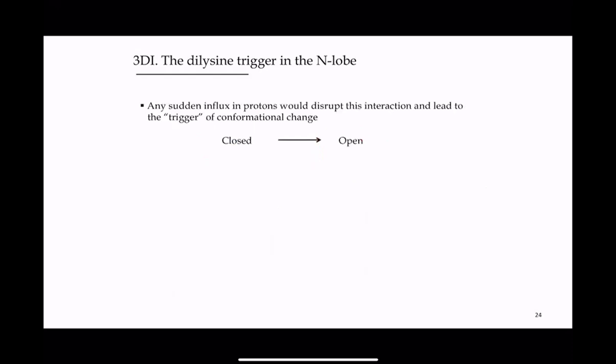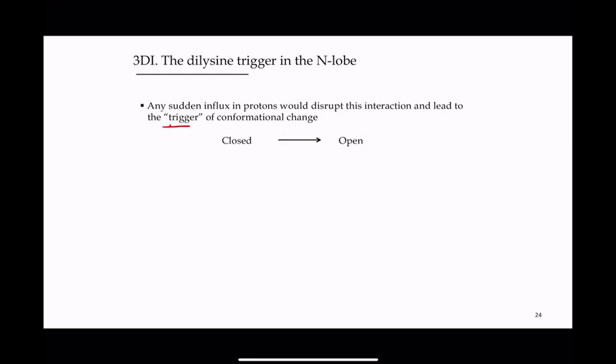Okay. All right, so this idea that the dilysine trigger helps to keep the metal bound closed in the N lobe, and then there are factors that are going to release and trigger the opening of the lobe. So that's why it's called the dilysine trigger. So at one point, it was assumed that if you were to protonate the lysines, that's going to open them up. And so that in theory is correct.